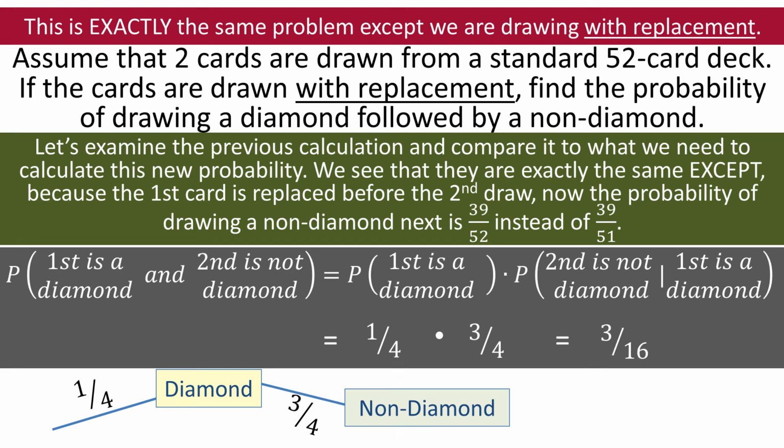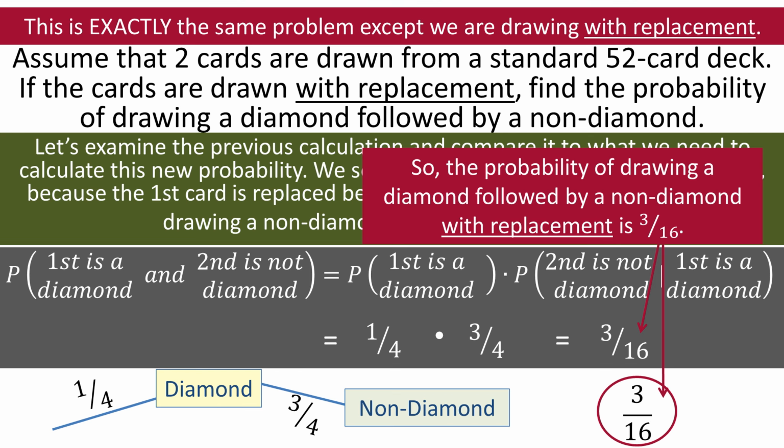So it's exactly the same form of calculation. The only thing that happened is that the second probability changed to reflect that we put the card back in before drawing the second card. So the probability of drawing a diamond followed by a non-diamond, if you're drawing with replacement, is 3/16.